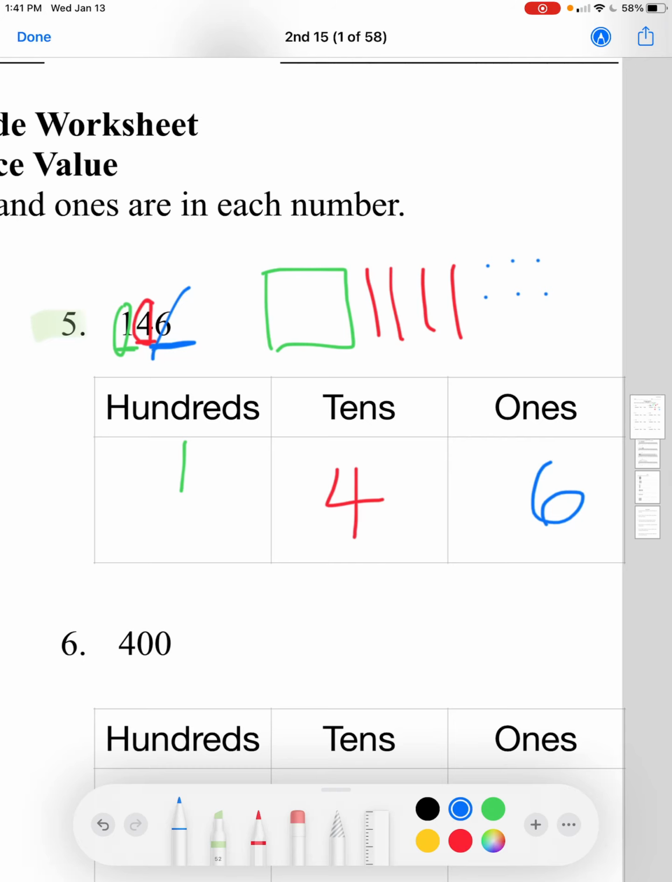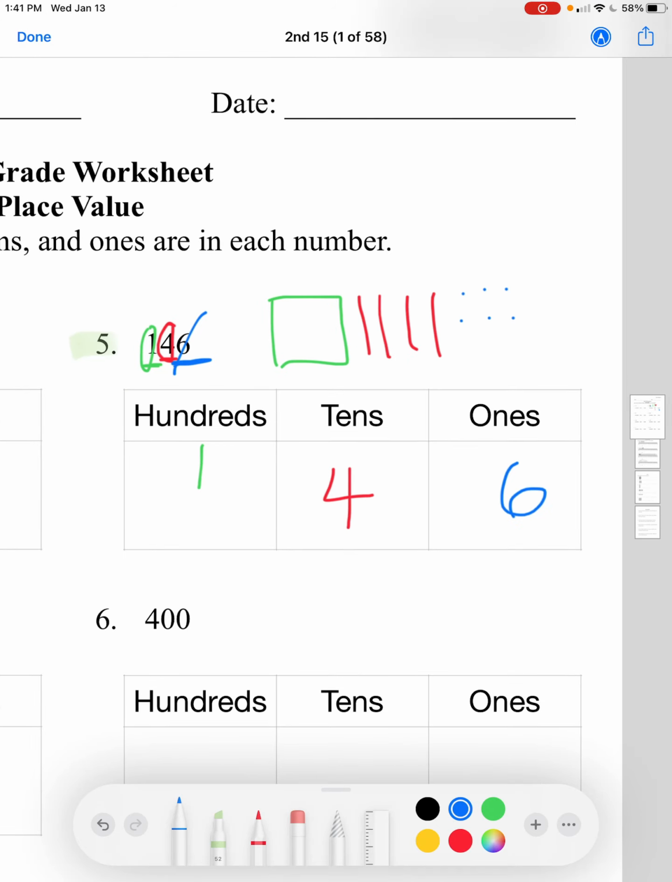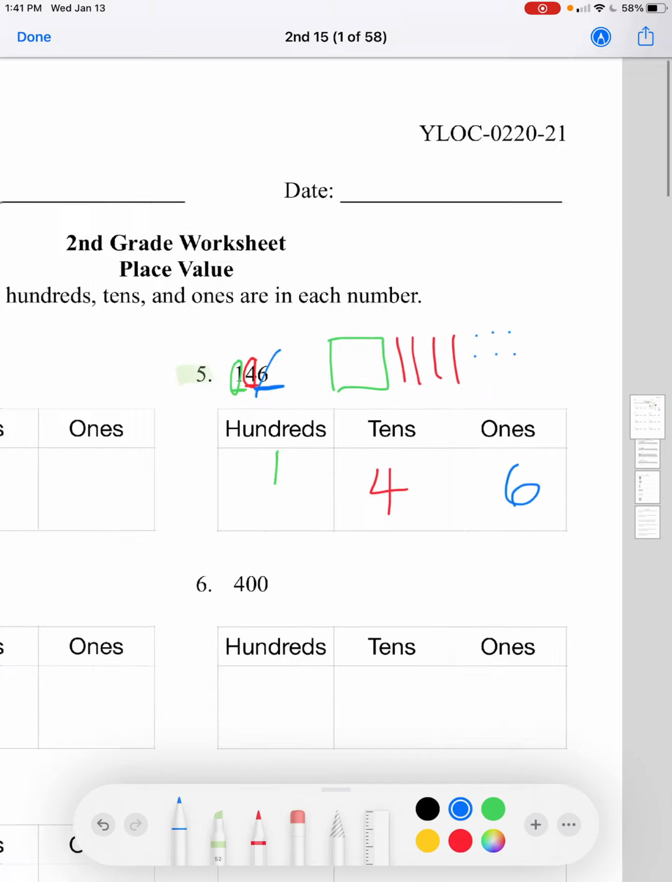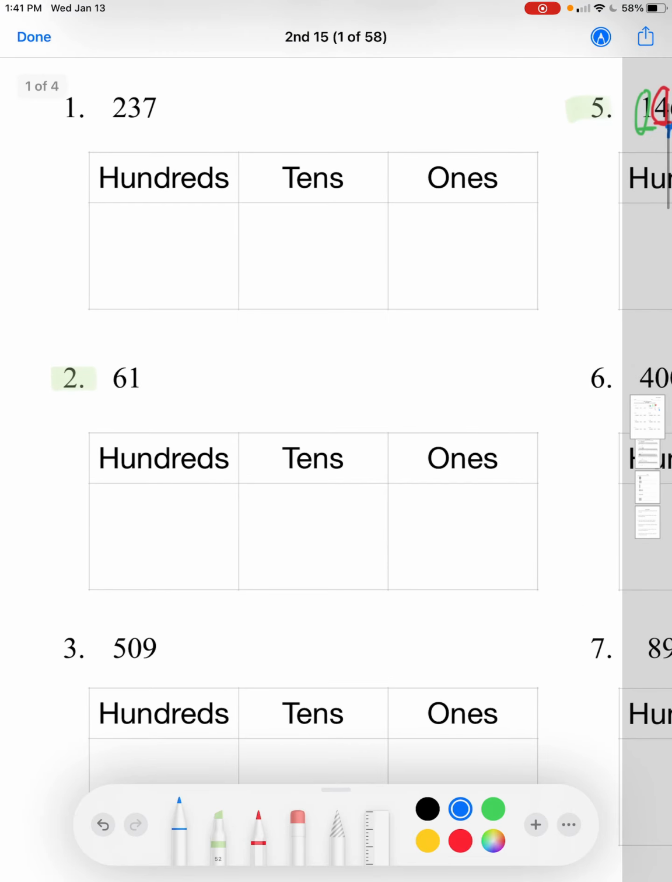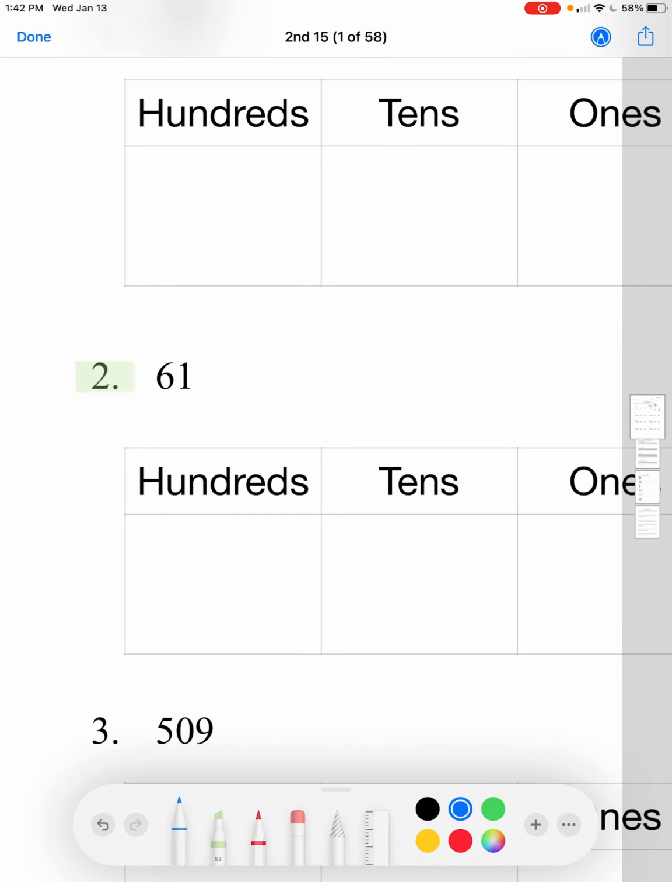So that's what this table is doing. It's dissecting it into numbers. So we have 100, we have 4 tens, and 6 ones. Let's do the same thing with number 2 right here. We were given the number 61. We're going to do the same thing we did up there for number 5.